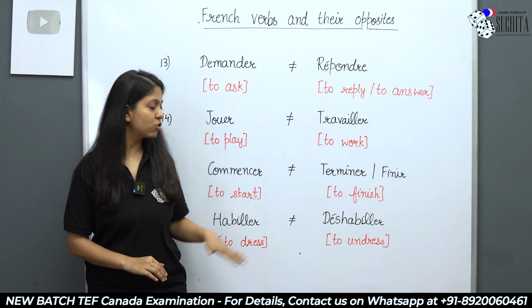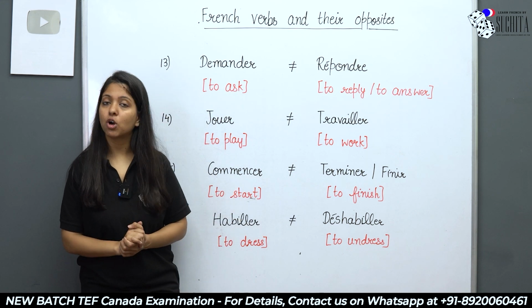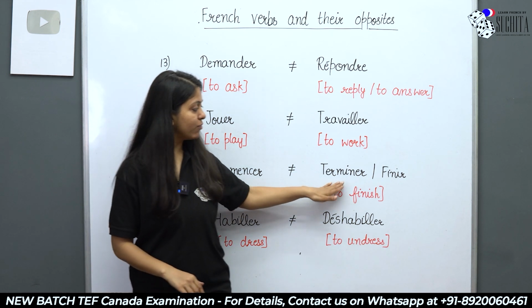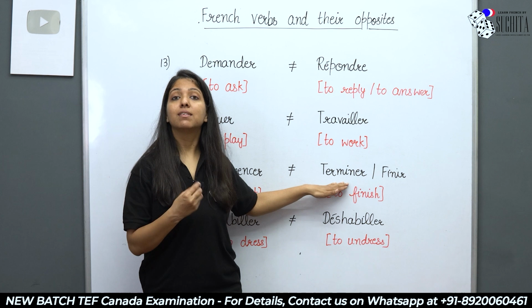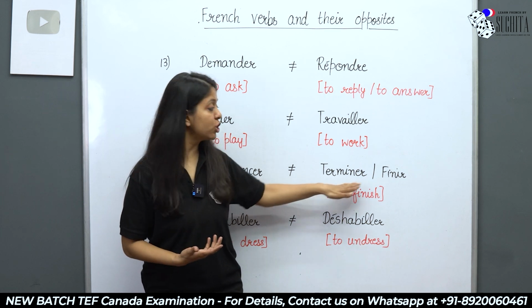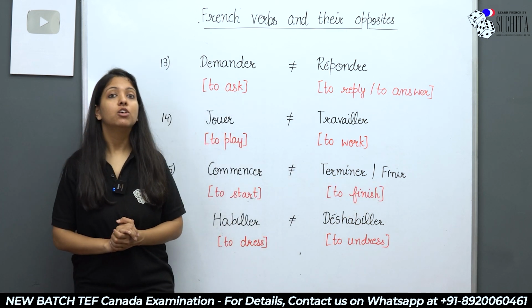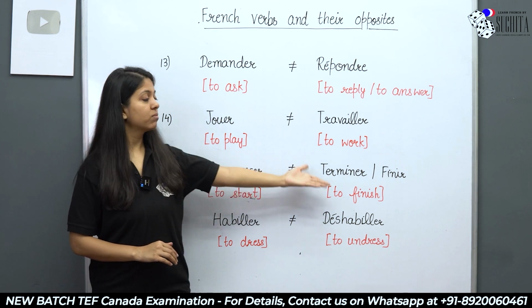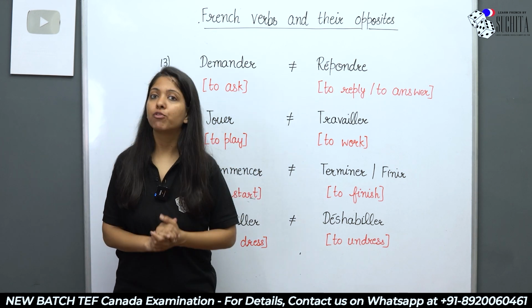Commencer, which means to start or to commence. The opposite is to end, to terminate, to finish. So for that, we have two verbs. One is terminer, which means to terminate or to finish. And the next one is finir. Both of them are the same thing. So commencer, the opposite is terminer or finir.